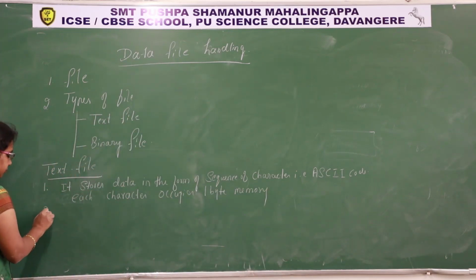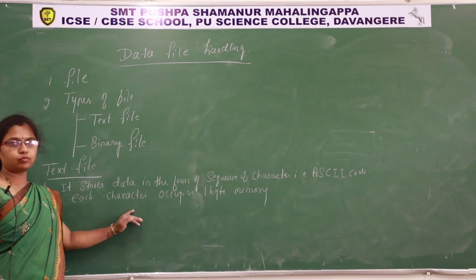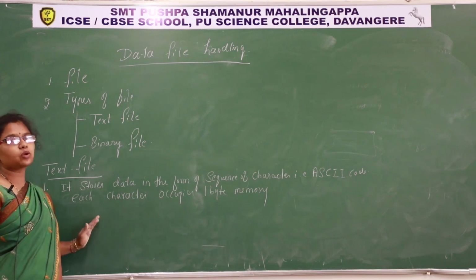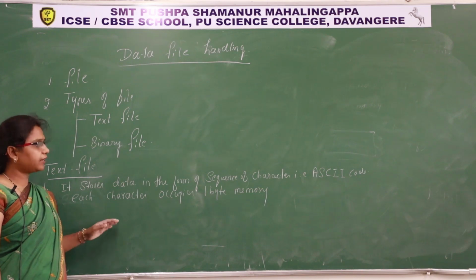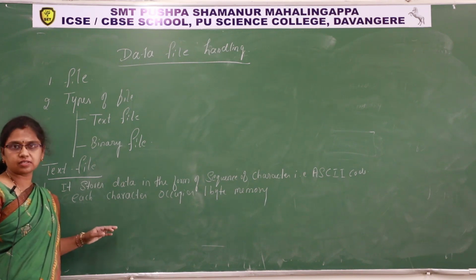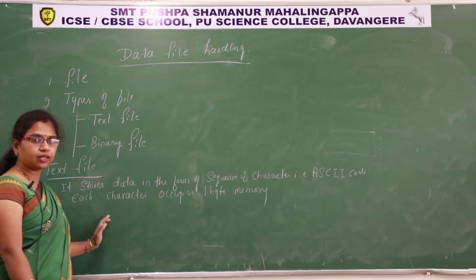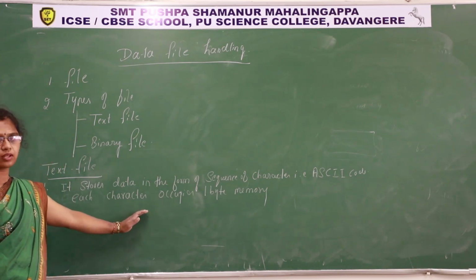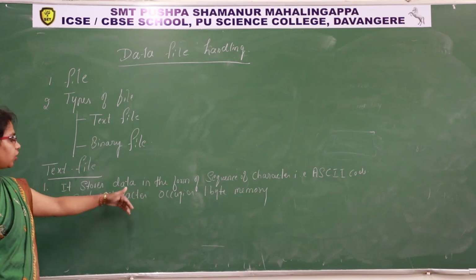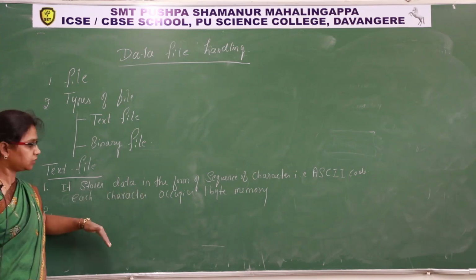Second, in text files, the processing is in one direction, that is sequential. There is no random accessing, random processing. In a text file, the processing happens from left to right. We cannot move the file pointer, the cursor, as we say.